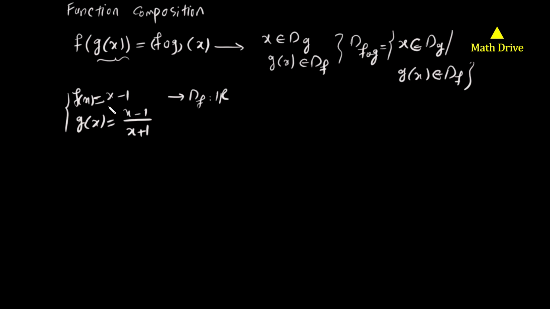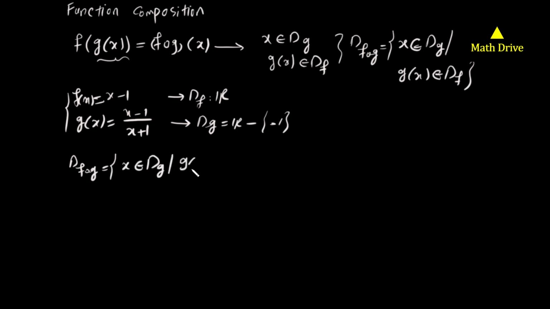We know that it covers everything, and also the range of f is the set of real numbers because it covers all the numbers. For g, we can see that the domain of g is R minus {-1}, because at -1, g(x) cannot be defined. So for f∘g, the domain of f∘g, we know that is equal to x from the domain of g, in which g(x) belongs to the domain of f.